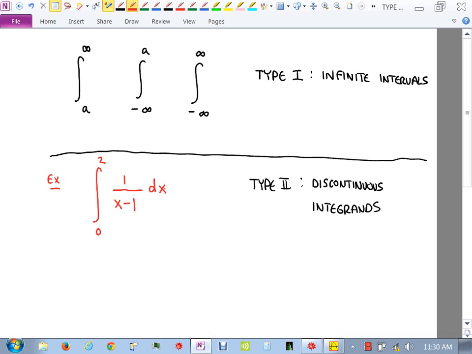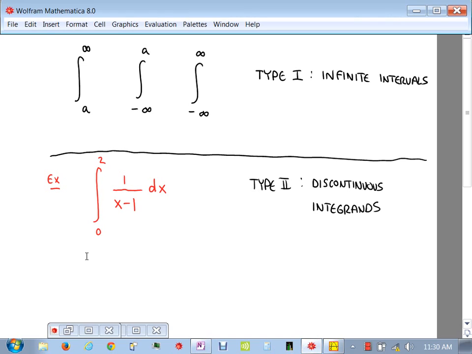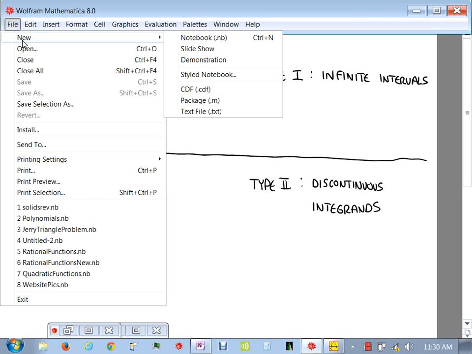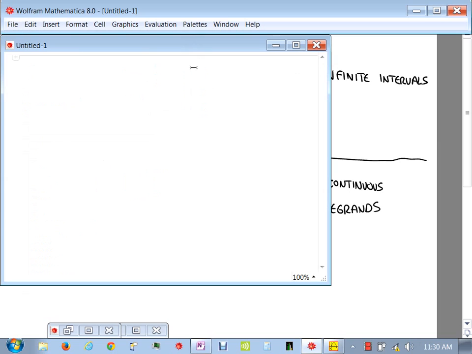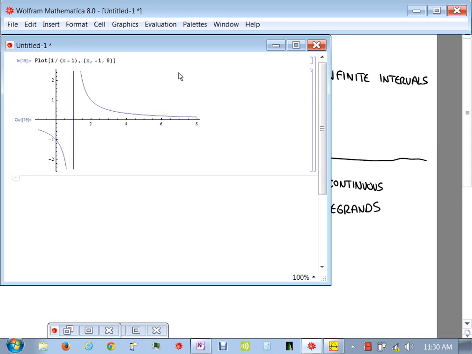Now, maybe a graph will help. If we just take a look at what this graph looks like. Let me see what kind of graphing I've got ready to go here. What was this? 1 over x minus 1. x, negative 1, 8. There's the graph.